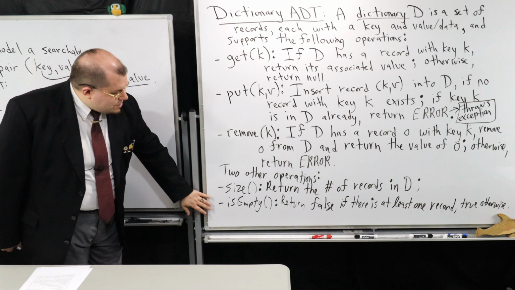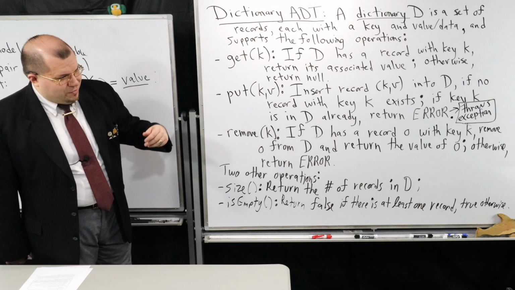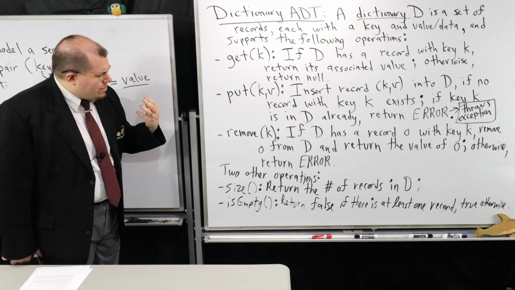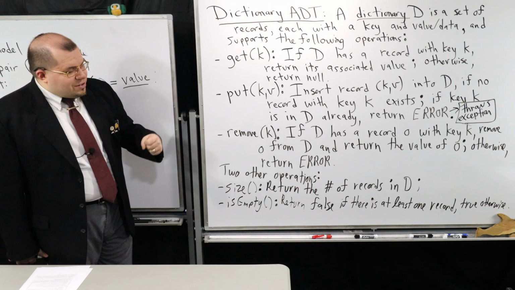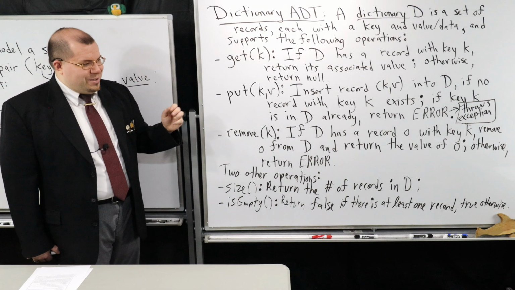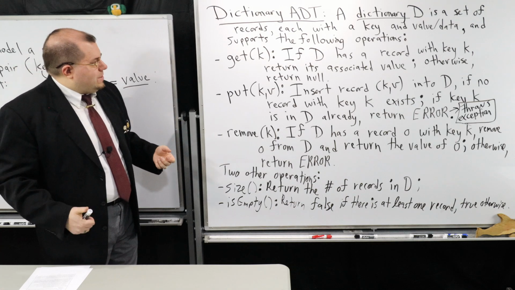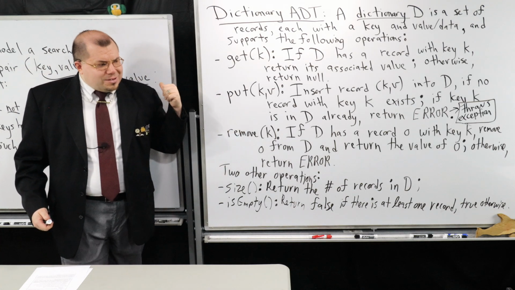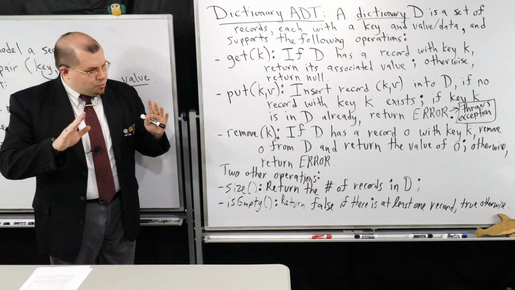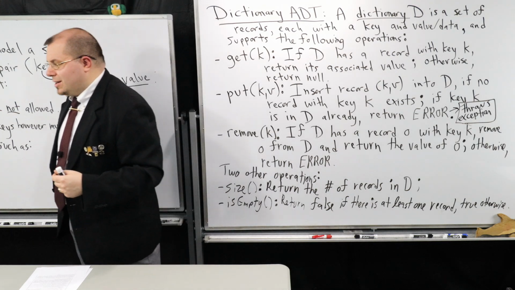Now there's two other operations. These are rather straightforward operations. One is called size. You just return the number of records in the dictionary. And isEmpty. Sorry, I'm getting very excited here. It returns false if there's at least one record. If the dictionary has no records, then you return true. It's quite natural. So there's other optional operations you may also have in a dictionary. I'm going to talk briefly about those. So let's head over here and talk a little bit about that.